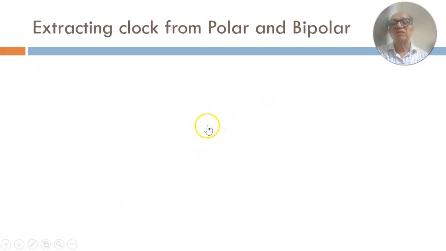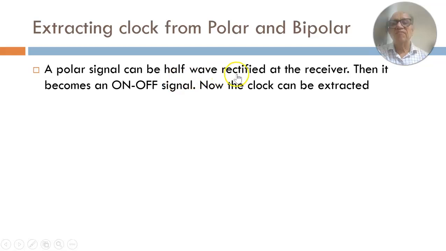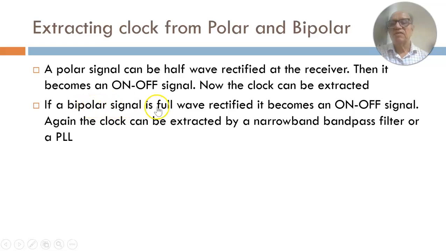Okay. Then extracting the clock from polar and bipolar. Although polar and bipolar directly do not contain a discrete clock component, what you can do is, at the receiver, do some processing operations to extract the clock. A polar signal can be half-wave rectified at the receiver. If you do this, then it becomes an on-off signal. Now the clock can be extracted. Similarly, for a bipolar signal, you will have to do full-wave rectification. Then it becomes an on-off signal. Again, the clock can be extracted by a narrow band-pass filter or a phase-locked loop.